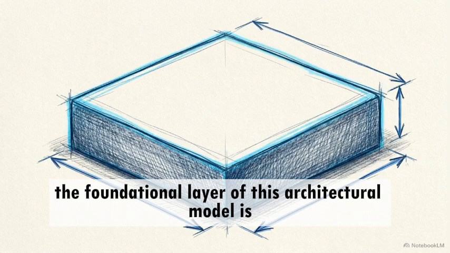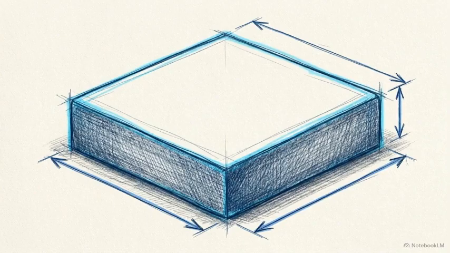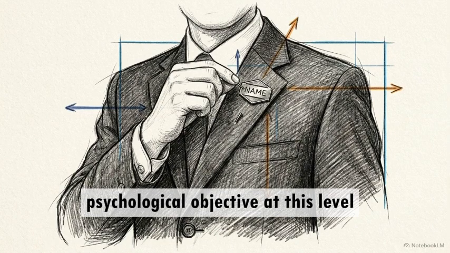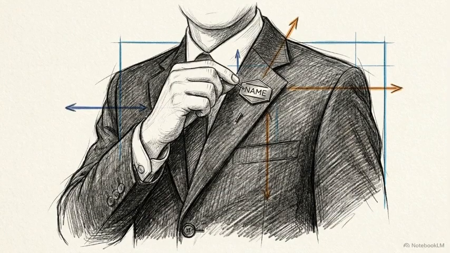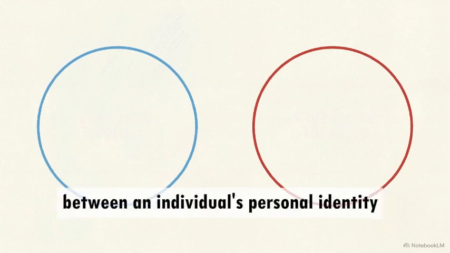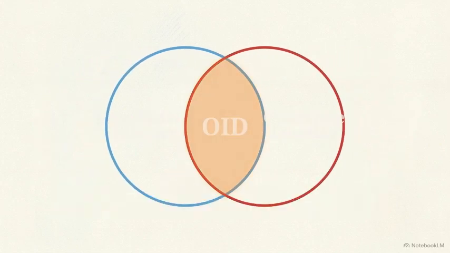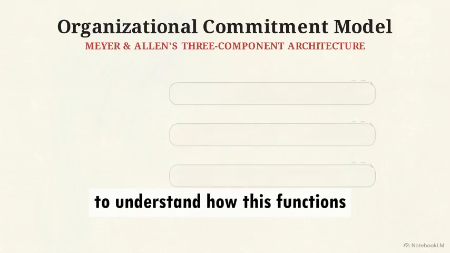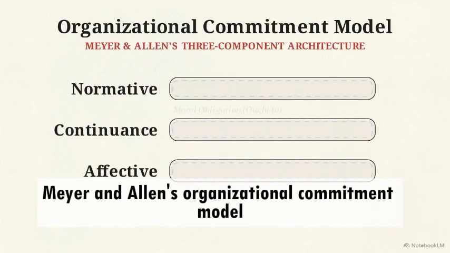The foundational layer of this architectural model is employee orientation. The primary psychological objective at this level is achieving what researchers term organizational identification, or OID. OID occurs when there is an exact alignment between an individual's personal identity and the collective identity of the organization. To understand how this functions, we look at Meyer and Allen's organizational commitment model.